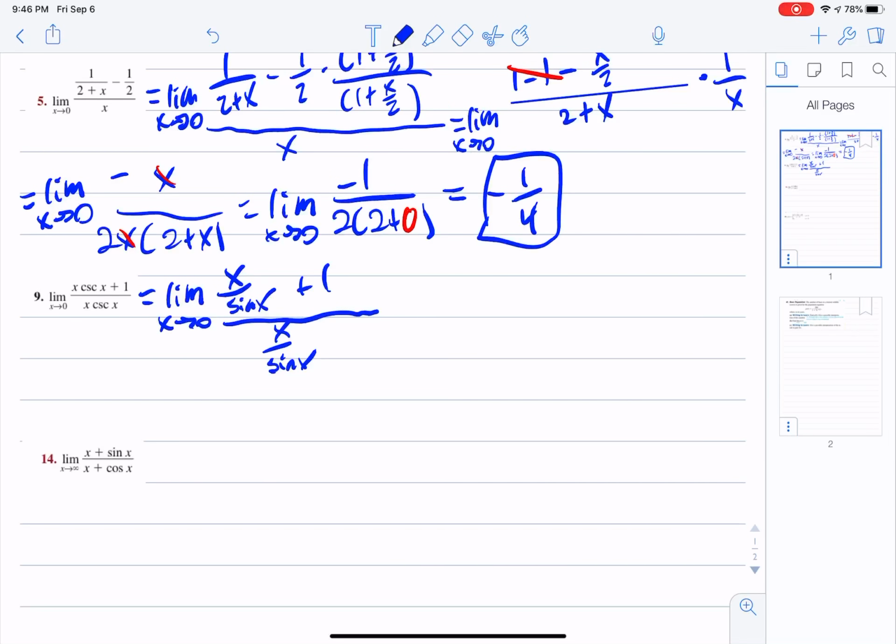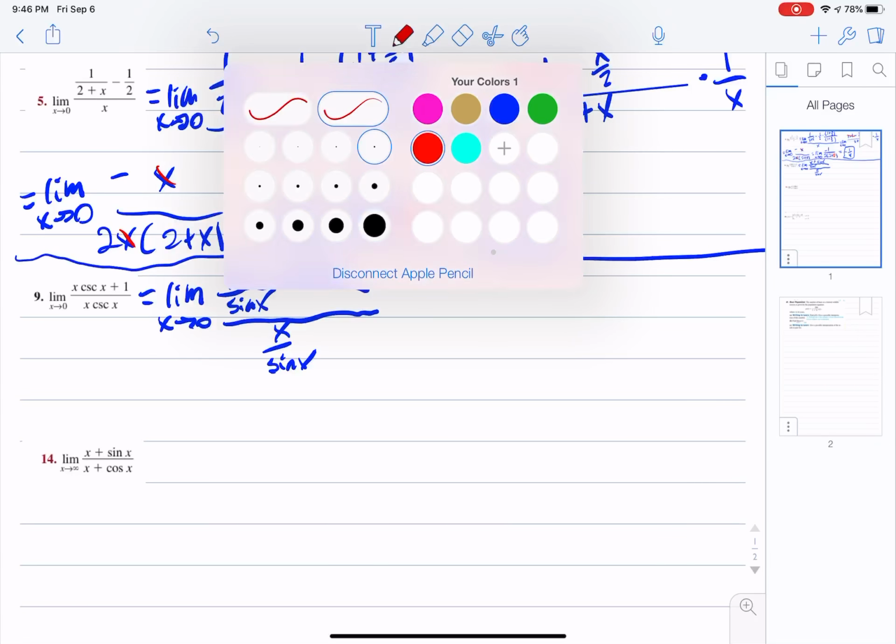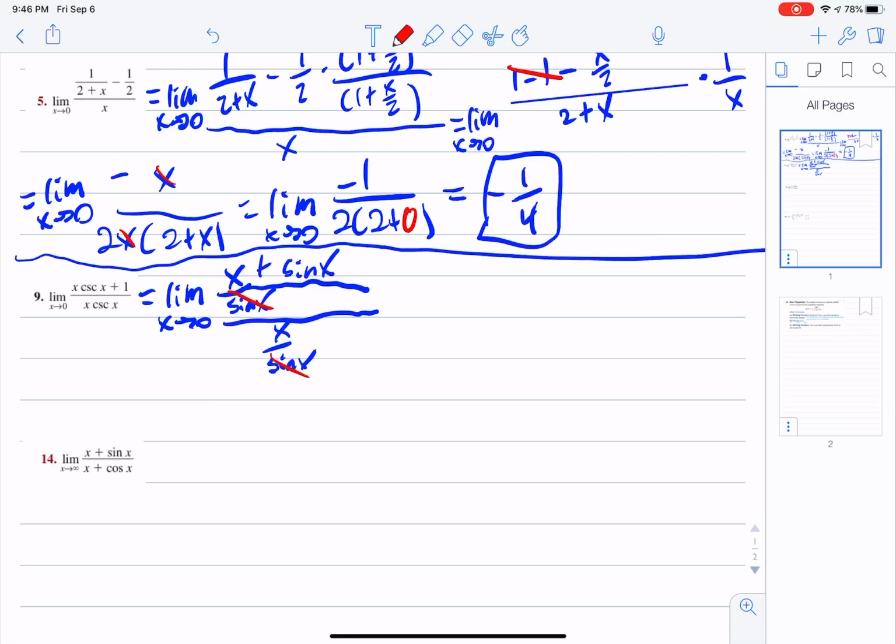Okay, and we'll do the same thing we did on the last problem. We'll get a common denominator for the top two terms. So 1 is equal to sine x over sine x. So we just expand this fraction bar and we put plus sine x. And we see we have a sine x on the top and a sine x on the bottom. Those are going to cancel each other off. And we get that this is equal to the limit as x goes to 0 of x plus sine x over x.